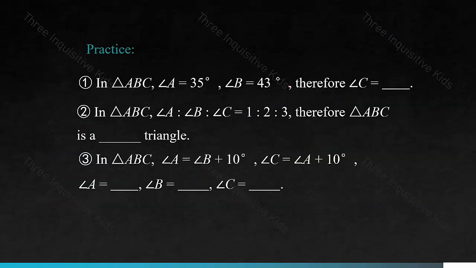Here's some more practice. In triangle ABC, angle A equals 35 degrees, angle B equals 43 degrees. Therefore, angle C must equal 102 degrees. In triangle ABC, the ratio of angle A to angle B to angle C is 1 to 2 to 3. Therefore, triangle ABC is a right triangle when you find out the separate angles. In triangle ABC, angle A equals angle B plus 10 degrees. Angle C equals angle A plus 10 degrees. Therefore, angle A is 60, angle B is 50, and angle C is 70 degrees.